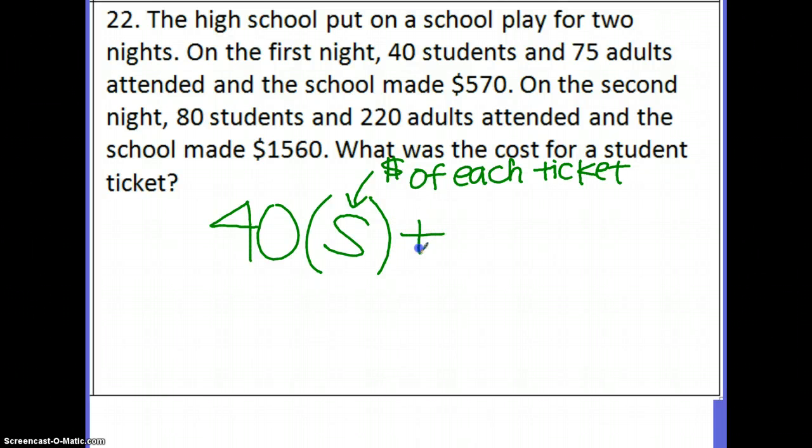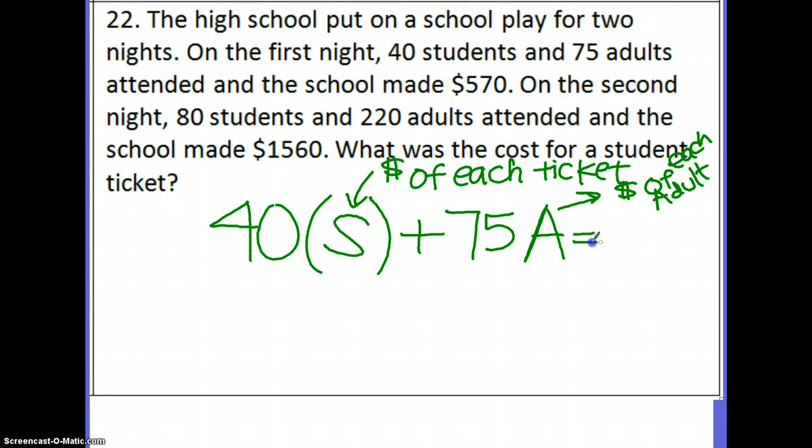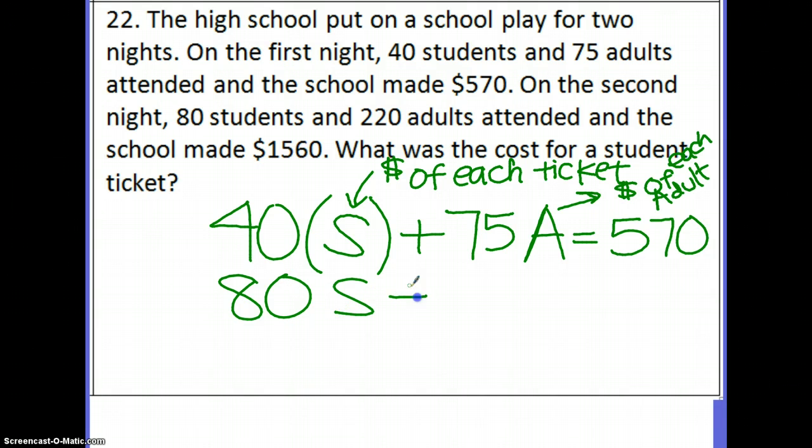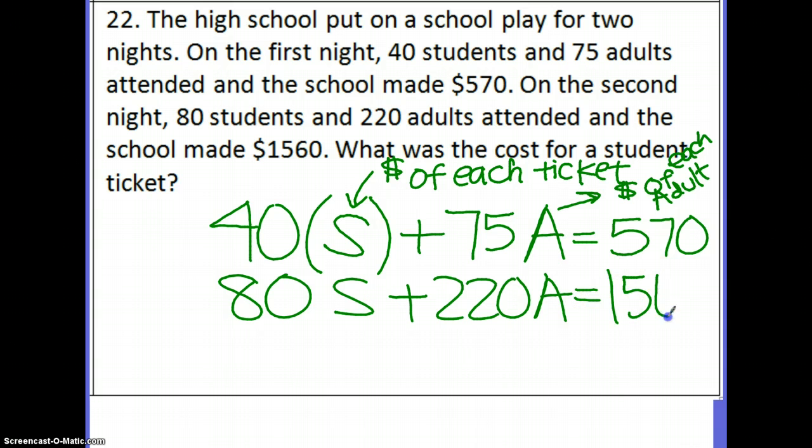So 40S plus, I didn't need parentheses, but I put them there, 75A, so A represents the price of each adult ticket. And they made a total amount of money of $570. Second night: 80 students, 220 adults, and they made $1,560.